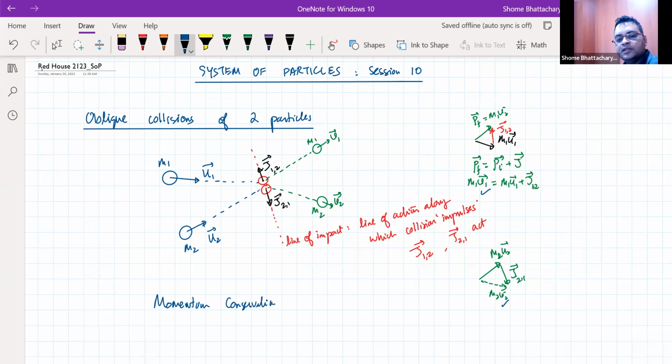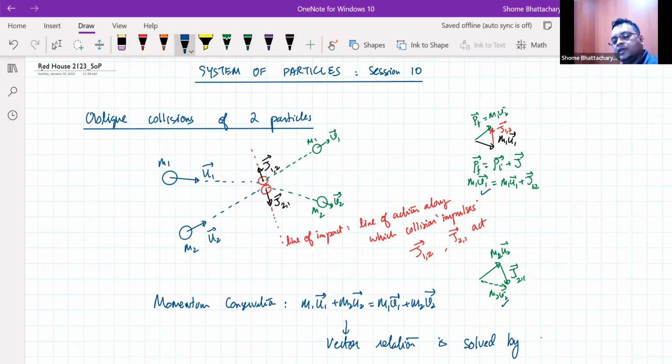Now momentum conservation becomes a vector relation: in general, m1 u1 vector plus m2 u2 vector is equal to m1 v1 plus m2 v2. As we were discussing, this vector equation is solved by the component method, by component algebra.